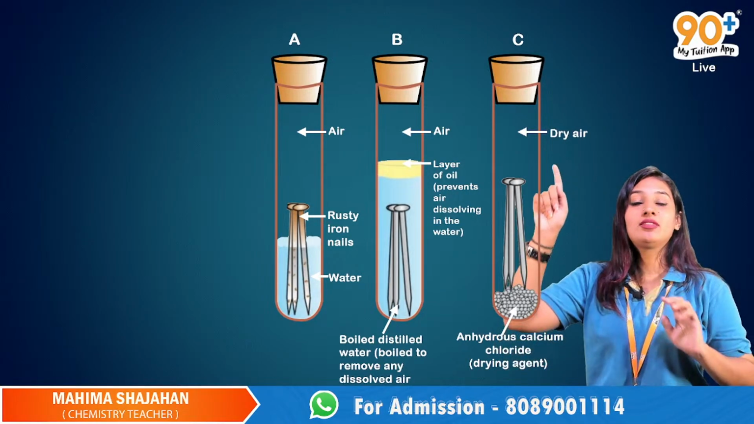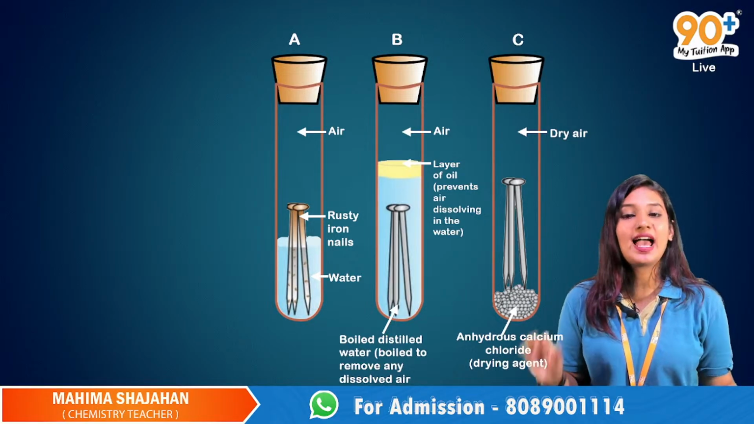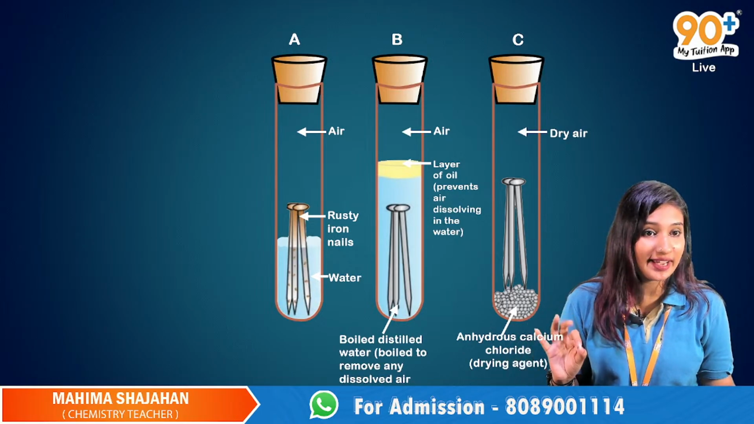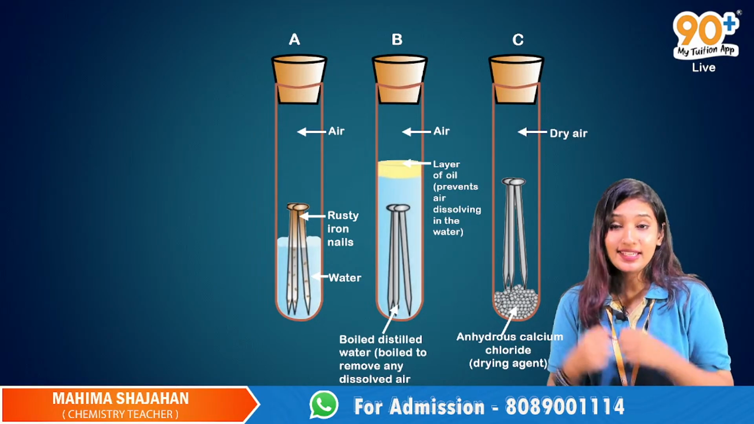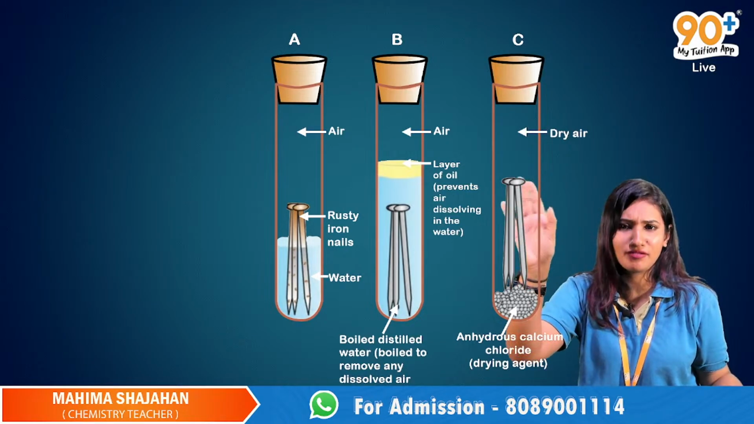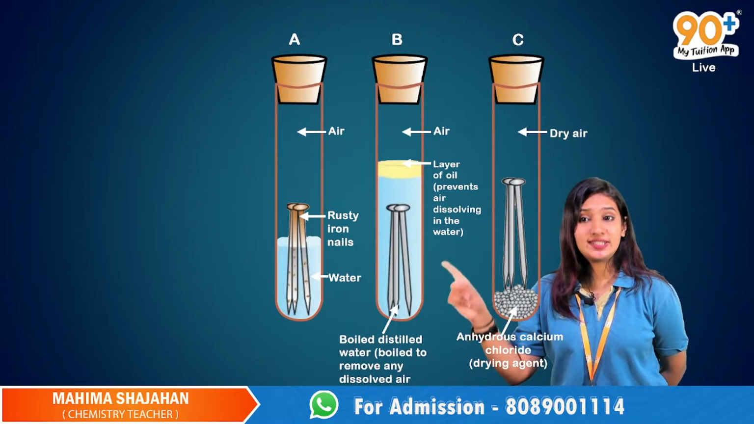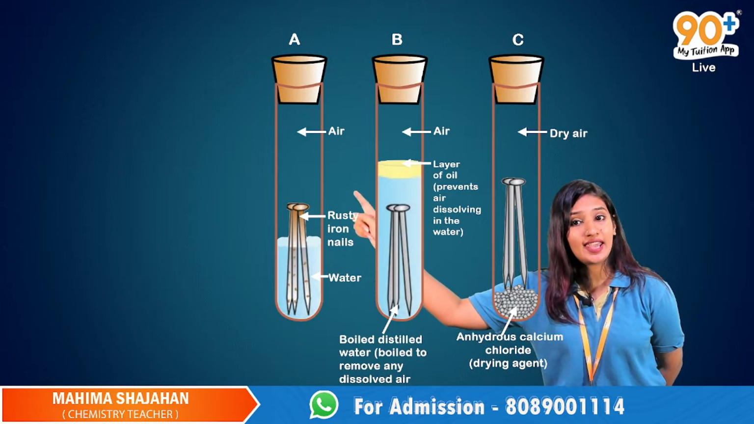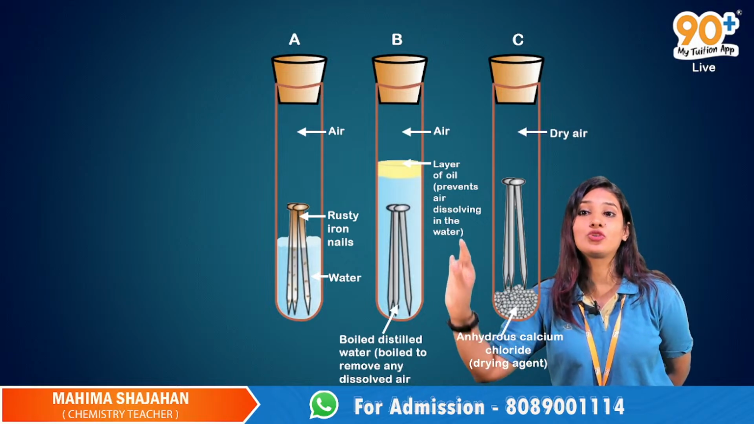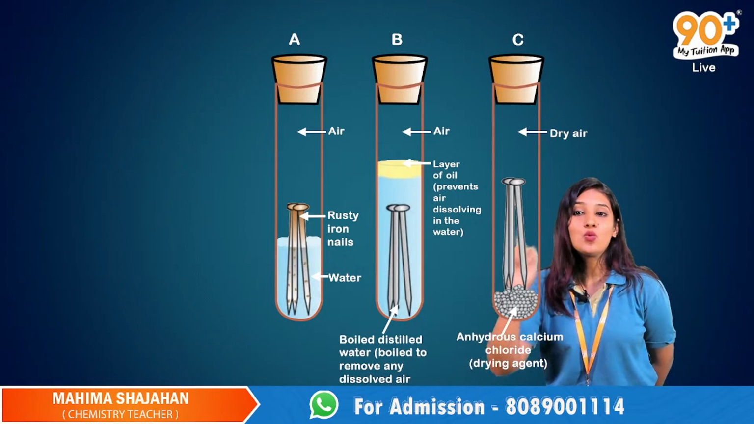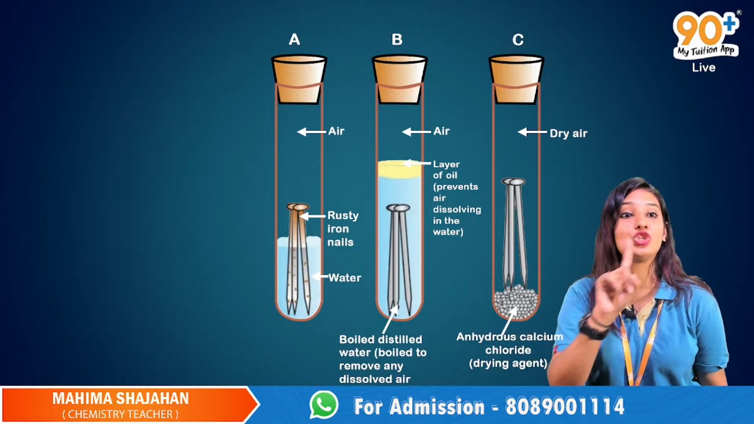Okay. Now, in the third test tube, I have taken some anhydrous calcium chloride. This calcium chloride is a drying agent. That is, it will absorb the moisture, so that in the third test tube there is only dry air. There is no moisture content present. In the first test tube, I have water and air. In the second test tube, the iron nails are only exposed to water. Only water is there. What about the third test tube? There is only dry air, there is no moisture.